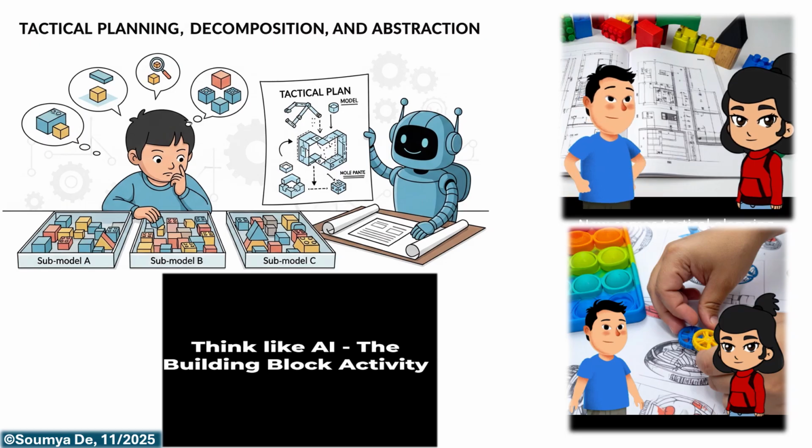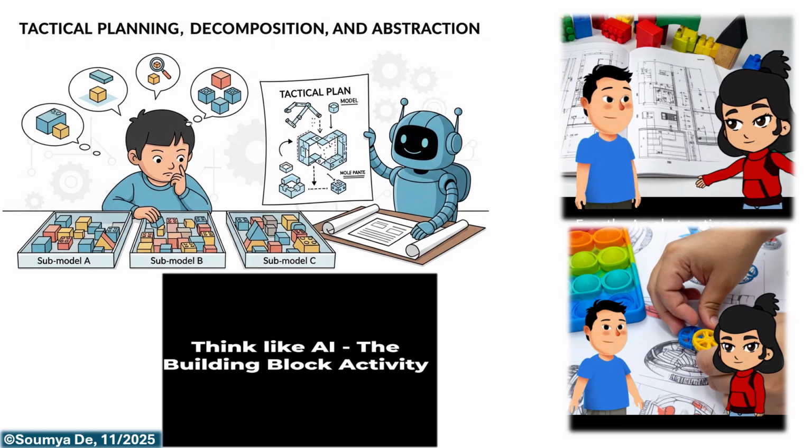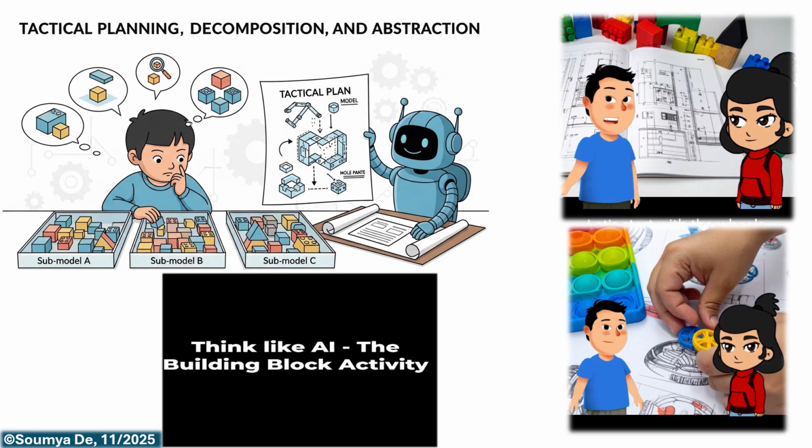Now comes tactical planning. We break down each submodel. That's called decomposition, right? Exactly. And abstraction means we don't worry about every brick. Just carefully select the blocks that match the shape for each submodel they go with. Let's start with the wheels. They're the simplest. Build confidence first. Then we tackle the trickier cabin.